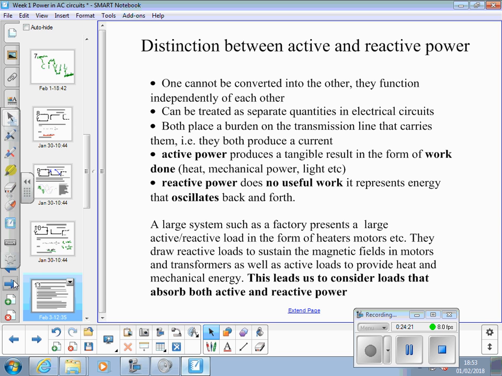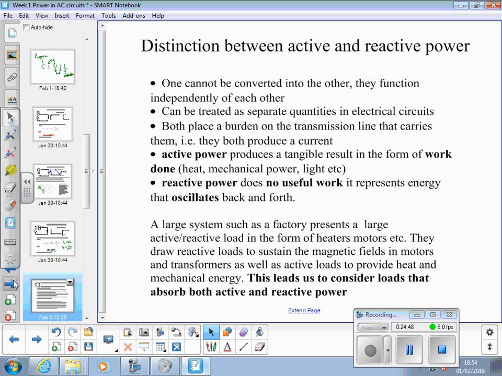Distinction between active and reactive power. You can't convert one into the other. They function independently of each other. They can be treated as separate quantities in electrical circuits, so you can keep each of them separately, and then we can also calculate how they combine. More about that in a minute.